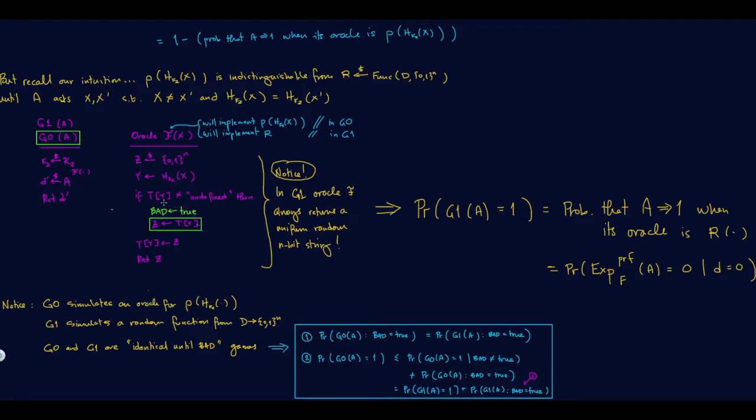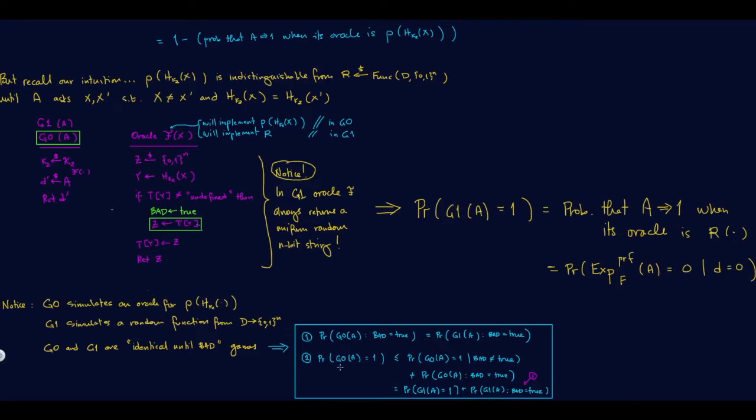But the probability of bad being set to true is identical in both of these games, because any particular coin flip string is going to lead to bad being equal to true in G0 if and only if it happens in G1, right? Because prior to that, they're identical. So that's this hand-wavy proof of this statement, which is in fact true.